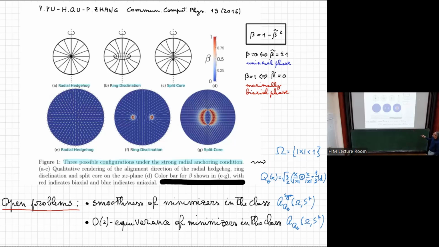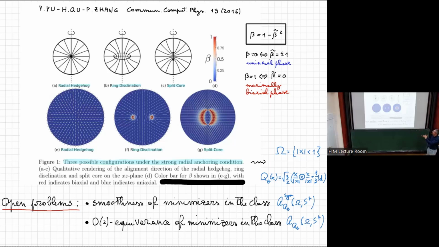And these are the typical names in the physical literature for this sort of equilibrium. And so in a sense, this is the conjectural picture when the boundary condition is really the radial anchoring. What we did is, for perturbed boundary data, construct both the ring disclination solution and the split core solution. This is the idea of what we are doing.